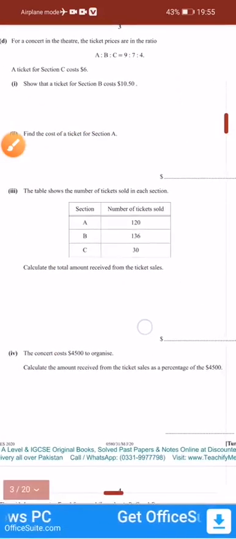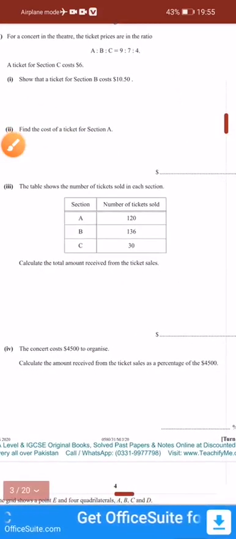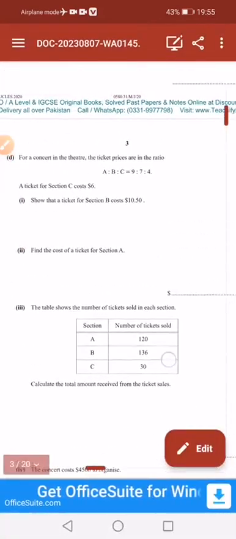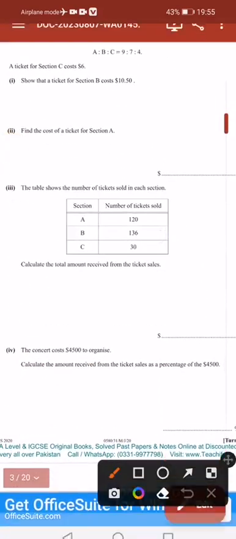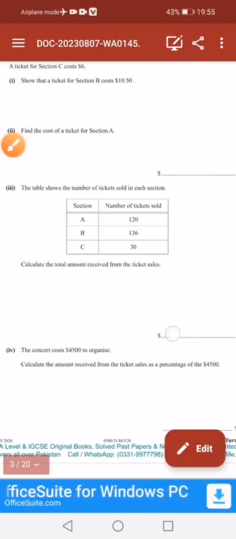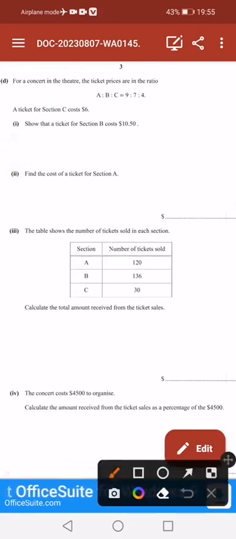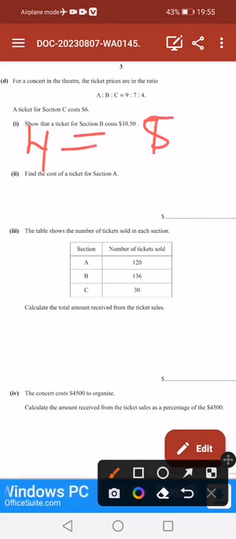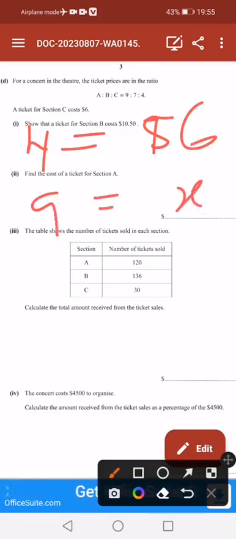Then the next part: find the cost of a ticket for section A. We said earlier that section C, which is 4, was equivalent to $6. What about section A, which is 9? We let it be X. Then you do cross multiplication, 4X.